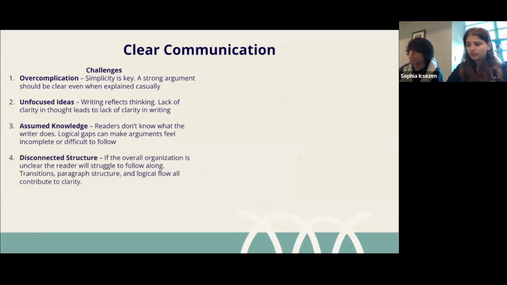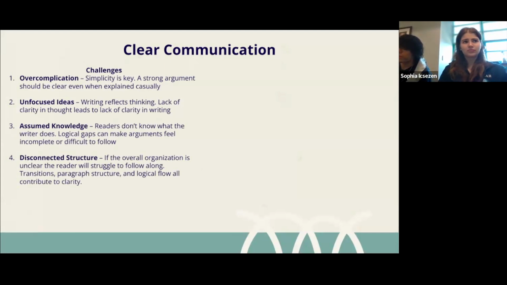Even if individual sentences make sense, if the overall organization is unclear, the reader would struggle to follow along. Transitions, paragraph structure, and logical flow all contribute to clarity.